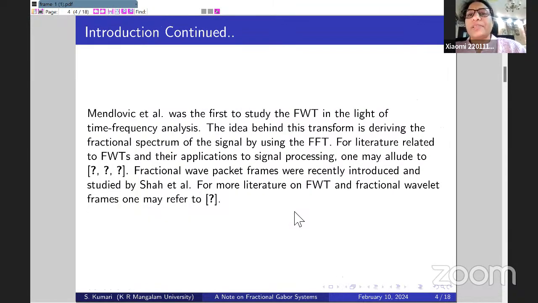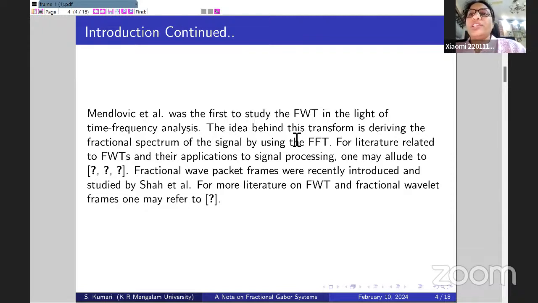Next slide, please. Introduction continued, where Mendlovic and others were the first to study the FWT in the light of time frequency analysis. The idea behind this transform is deriving the fractional spectrum of the signal by using the FFT.